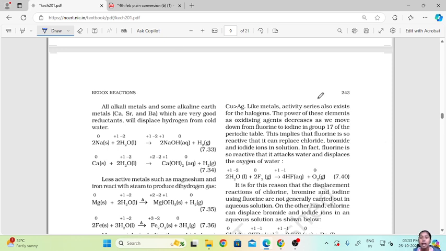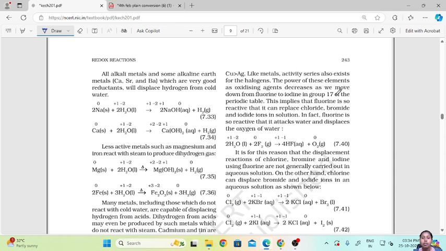Like metals, an activity series also exists for the halogens. The power of these elements as oxidizing agents decreases as we move down from fluorine to iodine in group 17 of the periodic table. This implies that fluorine is so reactive that it can replace chloride, bromide and iodide ions in solution.